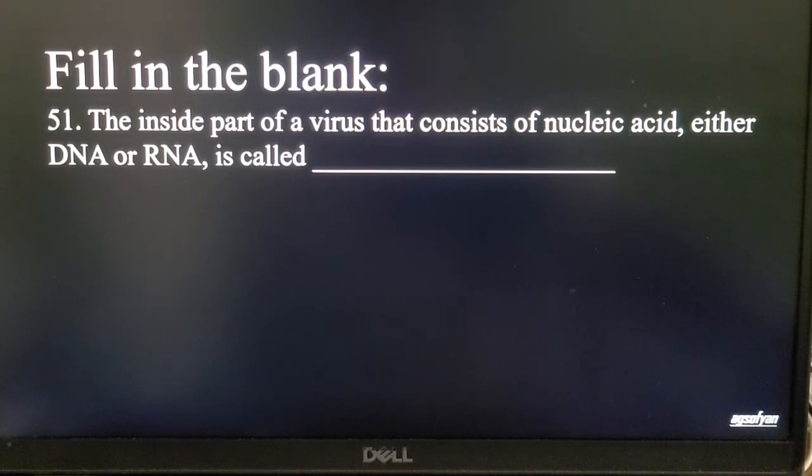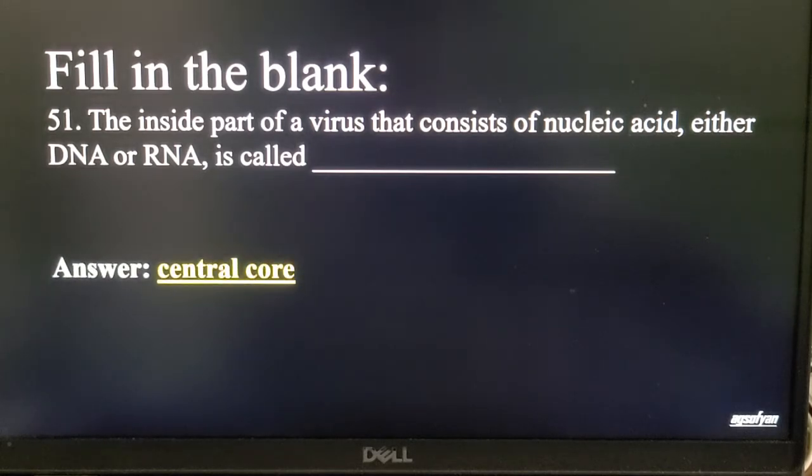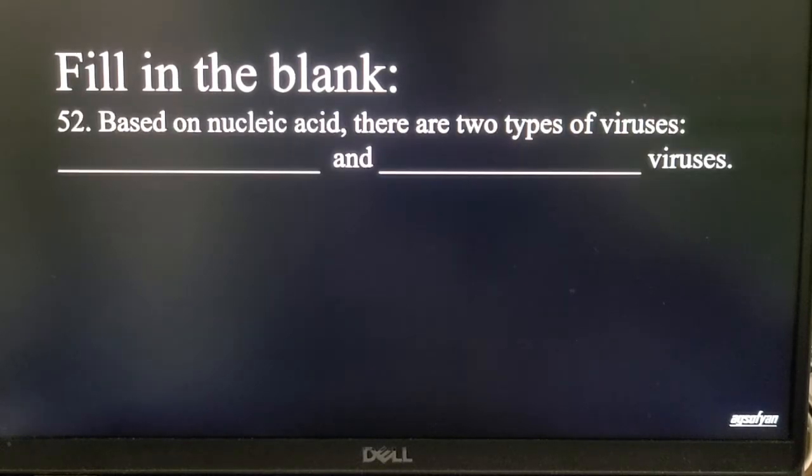Okay, the inside part of a virus that consists of nucleic acid, either DNA or RNA, is called... Write your answer. This is 51. Yes, it's called the central core. Remember, the two main components of all viruses are called capsid and central core. Nucleic acid core, that's another name. So capsid and nucleic acid core or central core. Inside is called central core.